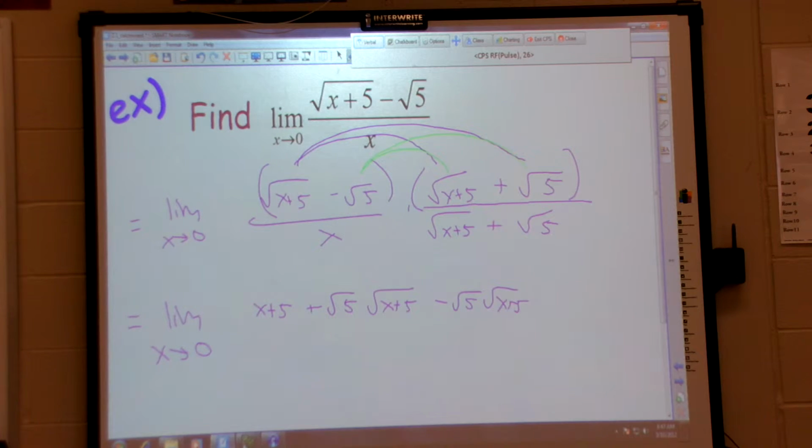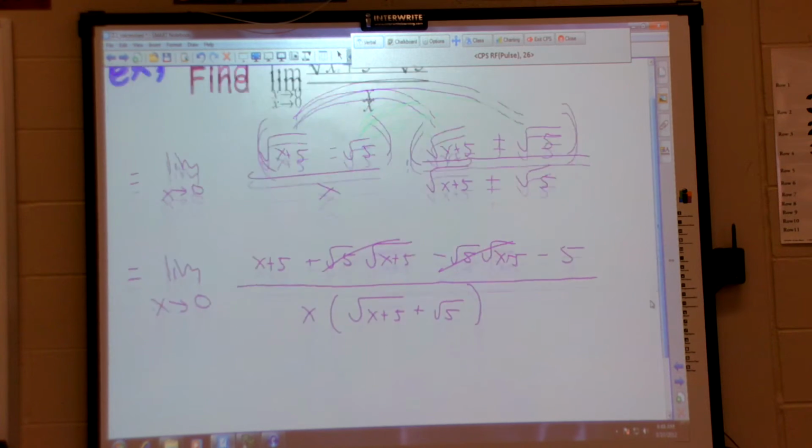Multiply the last two, what will I get? Yep, minus 5. And you see what happens? Cancel, cancel. Now on the bottom, once again, leave the bottom alone. If we get stuck, we'll actually distribute that. But if you use the conjugate, those middle two terms should cancel every time. That's why we use the conjugate.